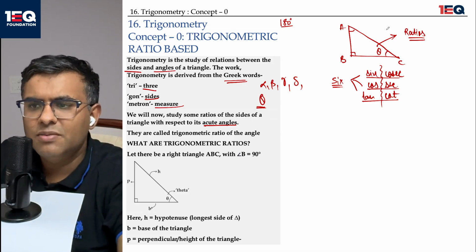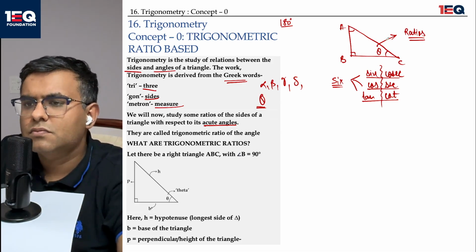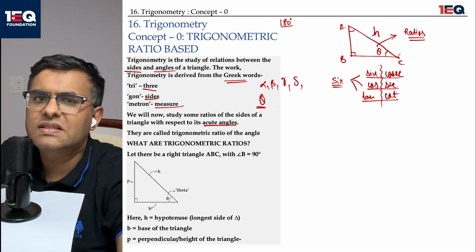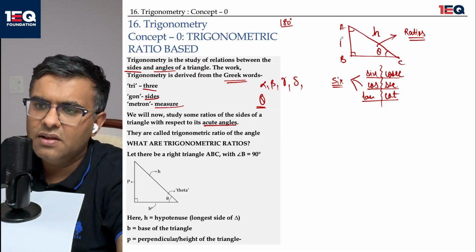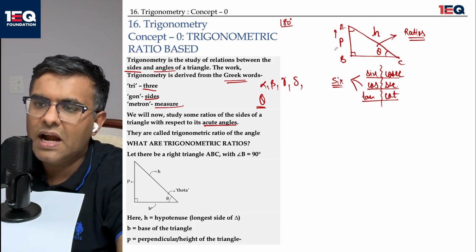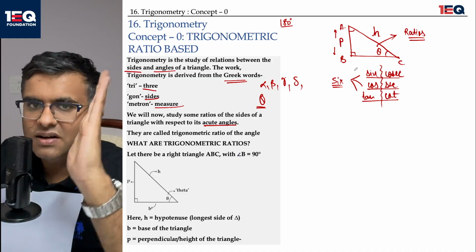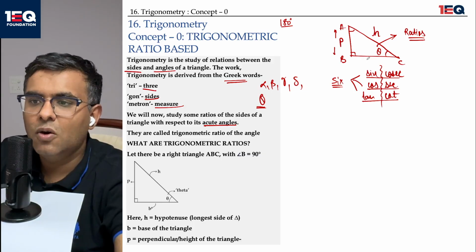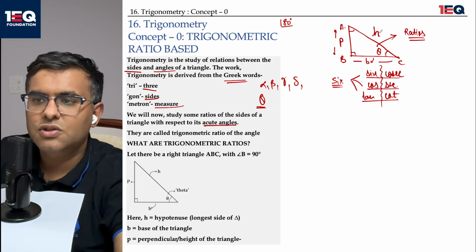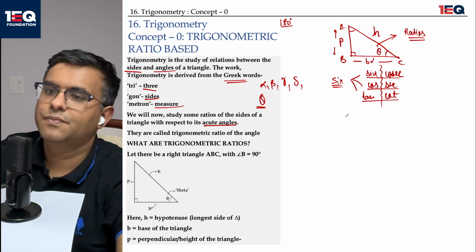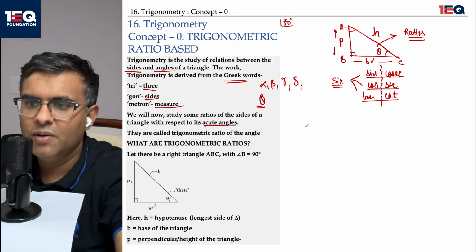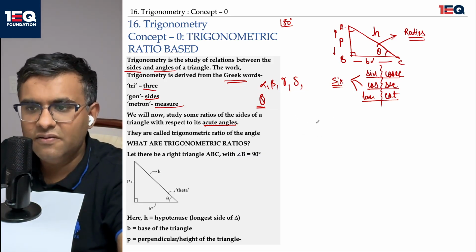Let there be a triangle ABC, which we have already talked about. There is something called the hypotenuse, which is the longest side of a right angle triangle. Then there is something called the perpendicular, the side along which the triangle stands, and the side along which a triangle rests is called the base. So I have hypotenuse, perpendicular, and base. These ratios have very standard and fixed values.